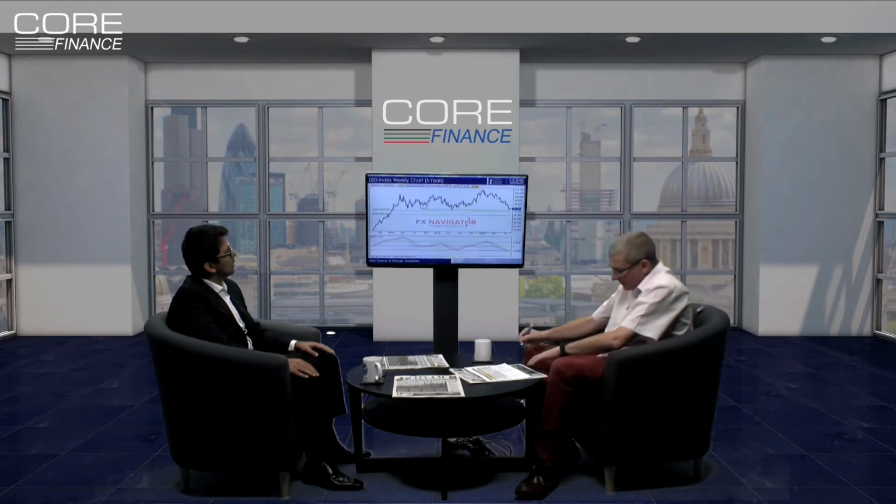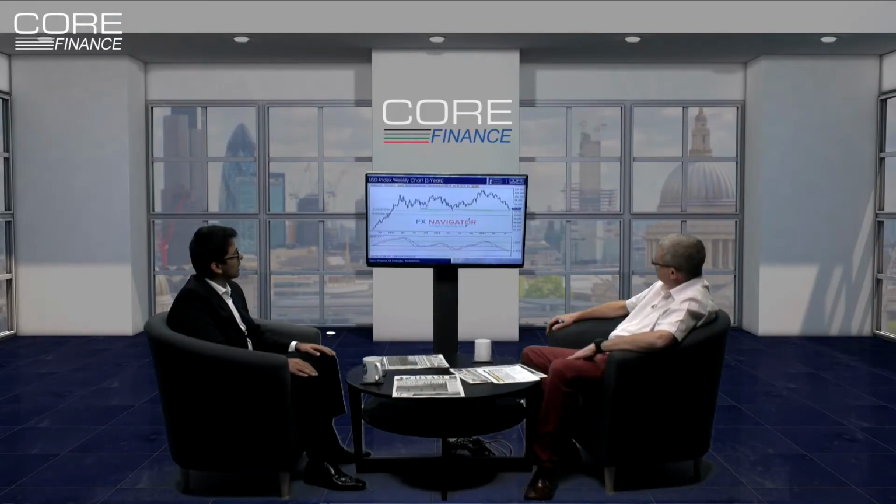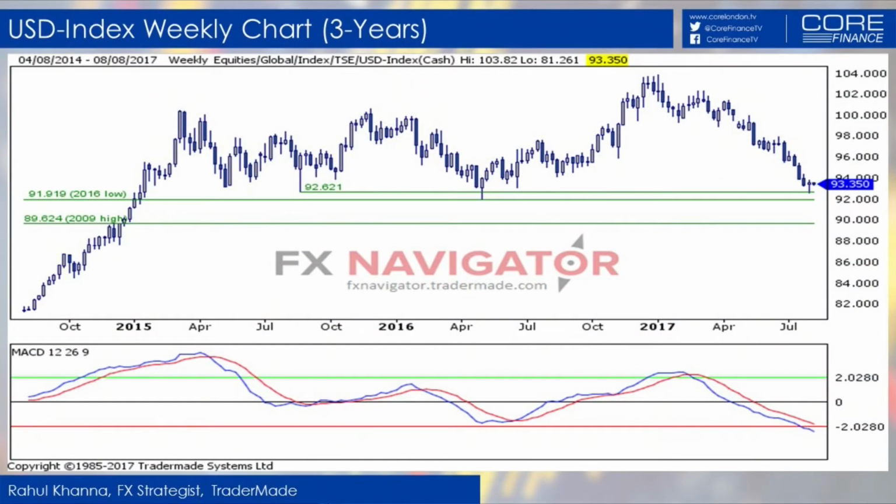Right, let's kick off with your first slide that you sent us, the US dollar index, the weekly chart over a 3-year period. What is this telling you? It's telling us that the market has sold off the dollar quite a lot. It's now at crucial levels. If you look at a long-term chart, this has not been around this low since early 2015.